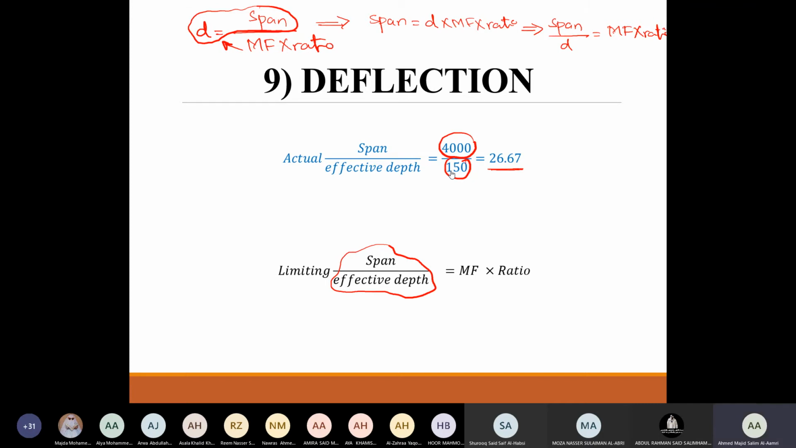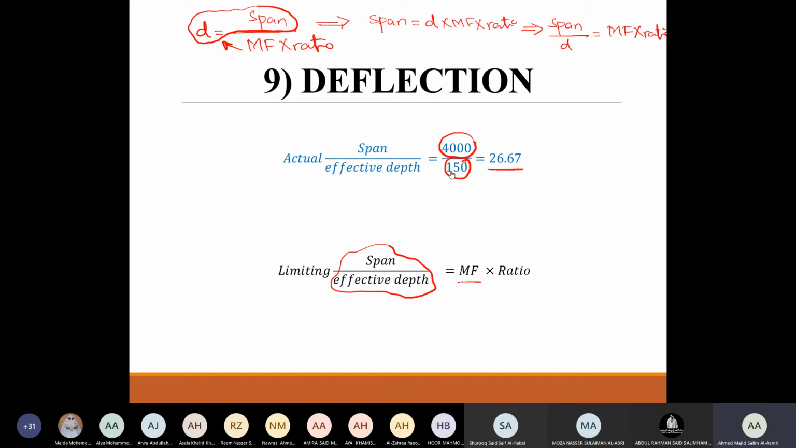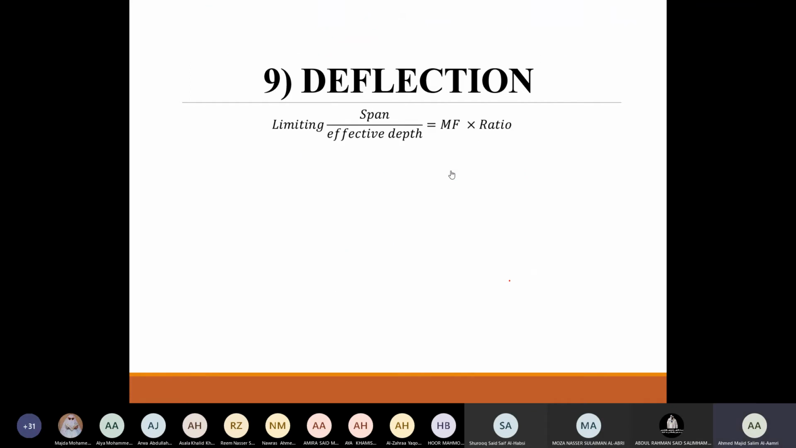So we have the actual, and we want to calculate based on the modification factor calculated, not the assumed one, based on the new modification factor that we are going to calculate, and the ratio, to see how much is the limiting span by effective depth. Now, we have two things: one is modification factor, another one is ratio. So limiting span by effective depth is equal to modification factor into ratio. This is where we are calculating for deflection.